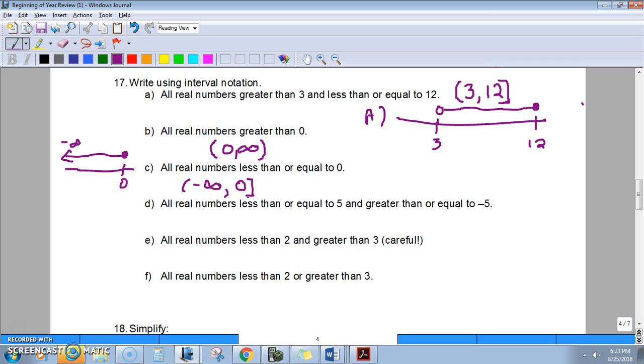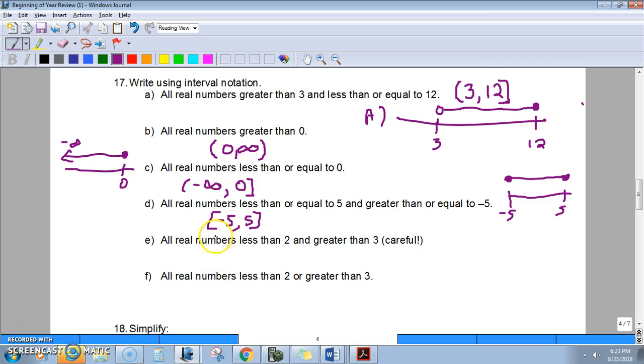D, all real numbers less than or equal to 5 and greater than or equal to negative 5. So that's going to be the numbers in between 5 and negative 5, and both closed circles, so both square brackets. And you always put the smallest number first, so negative 5, comma, 5.